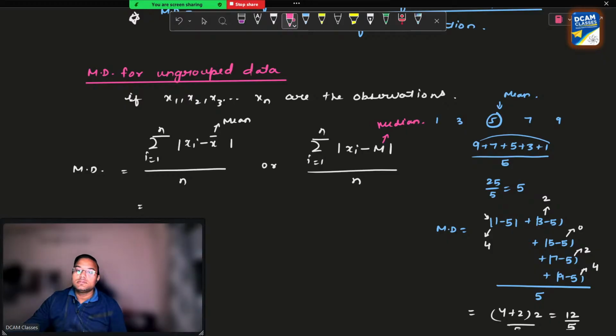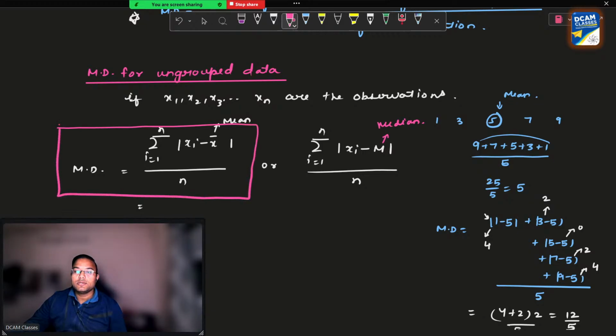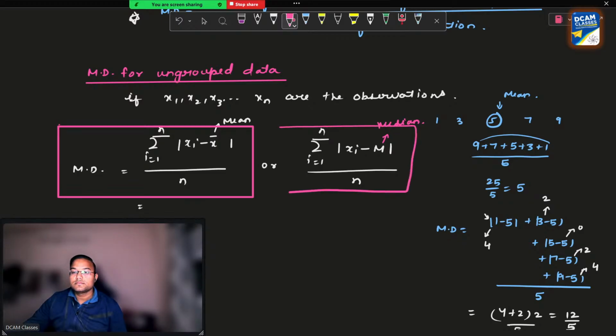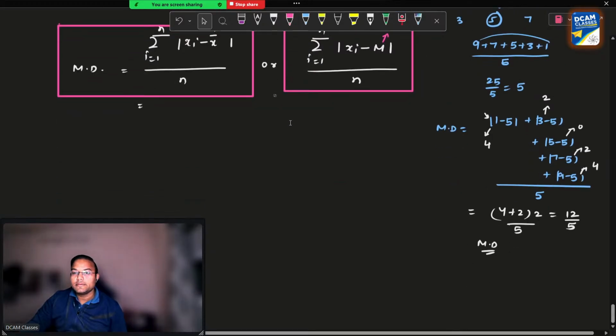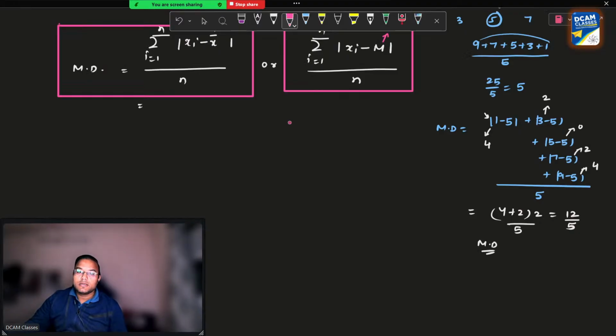It depends on what they have asked. What mean have they asked, the mean deviation about the mean, or the mean deviation about the median? Clear, Ripriya? I think you must be knowing this already. Now let's talk about the grouped data.